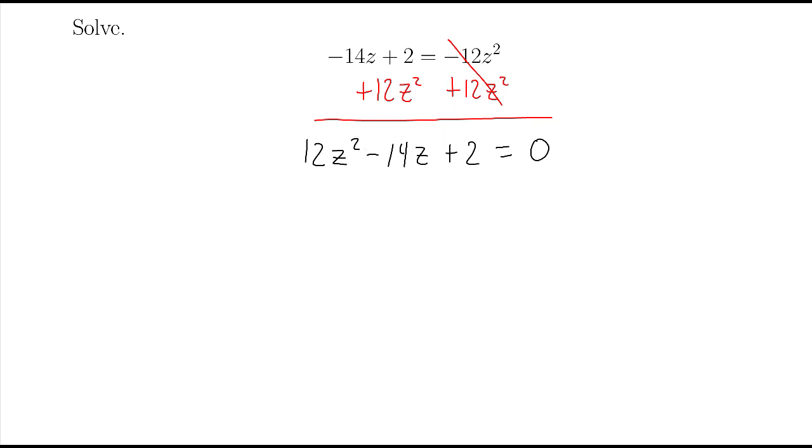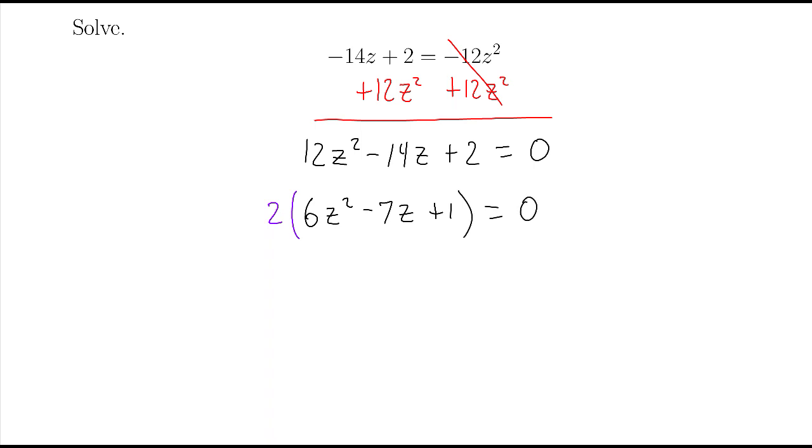That's standard form. Okay, we want it in standard form so that way we can factor it out and then use the zero product property the rest of the way. But you might notice that 12z squared minus 14z plus 2, they are all divisible by 2. So I'm going to factor out a 2 before I do anything else. If I divide 12z squared by 2, I'm left with 6z squared. If I divide negative 14z by 2, I'm left with negative 7z. And if I divide 2 by 2, I'm left with 1. And all that equals 0.